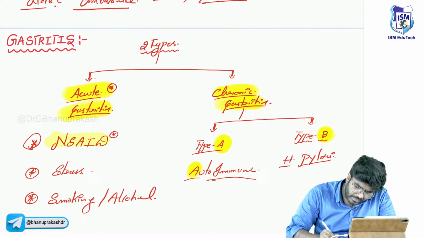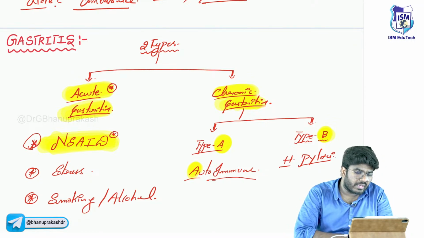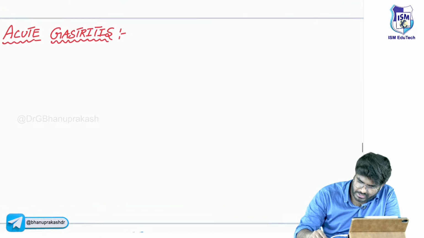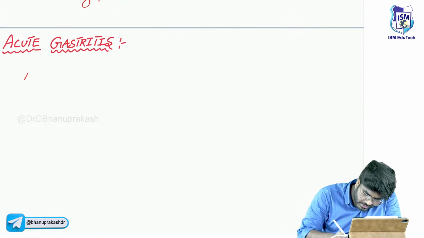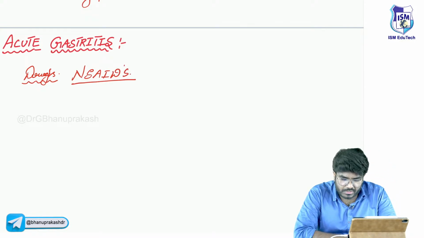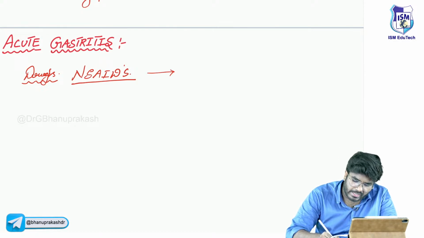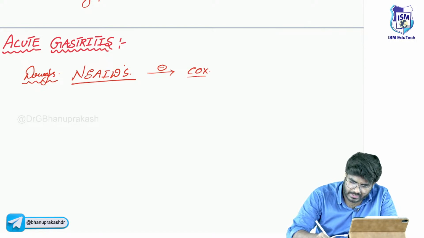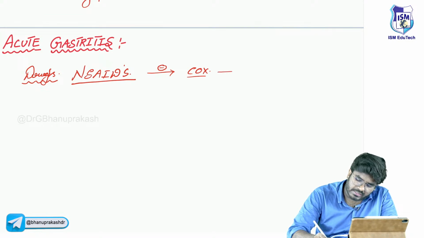So for example, if the patient is using non-steroidal anti-inflammatory drugs, what happens? Let me write here acute gastritis. The patient is using drugs. Which drugs? Normal general drugs, non-steroidal anti-inflammatory drugs, NSAIDs. These NSAIDs are going to inhibit the cyclooxygenase enzyme, COX, in the body. So when the cyclooxygenase is inhibited, what happens? The prostaglandin production in the body goes down. The prostaglandins will start to come down.